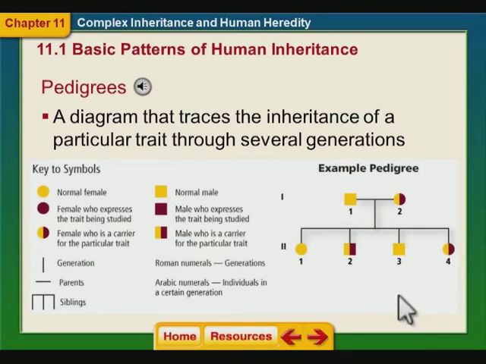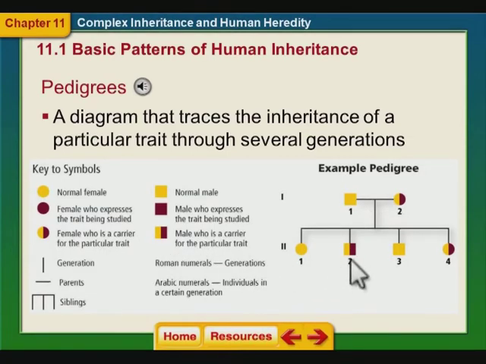So a pedigree is going to analyze one trait, like does this person have hemophilia, which is that disease where the blood does not clot. So this would be normal, as in not having the hemophilia, and then the red, or the different color in this case, would be a person who has that particular trait that's being studied.